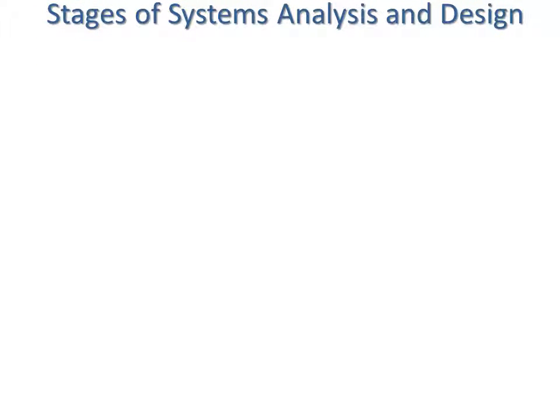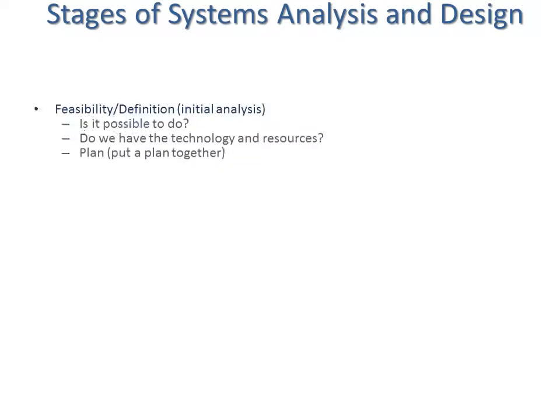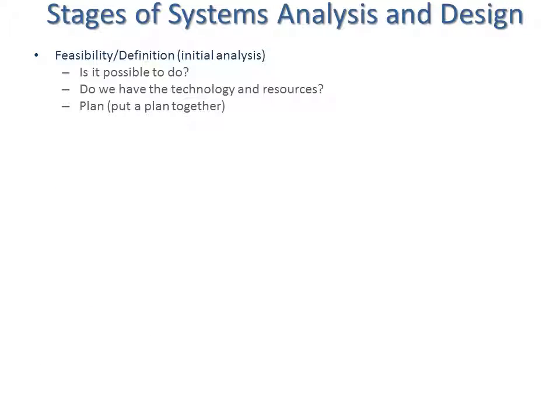So we're going to cover stages of systems analysis and design rather than just the full life cycle. We're looking at analysis and design. So in the feasibility definition stage, which is our initial analysis, we're going to look at, is it possible to do? Do we have the technology and resources? And then you put a plan together. What methodology am I going to use? What am I going to do?